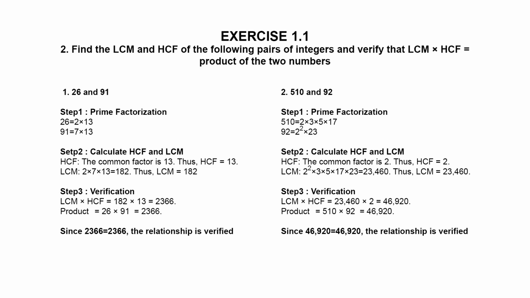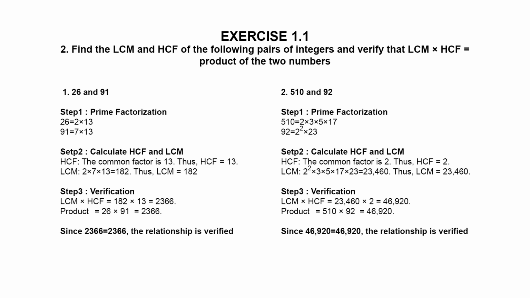Step 3. Verification. LCM into HCF is equal to 182 into 13 is equal to 2366. Product is equal to 26 into 91 is equal to 2366. Since 2366 is equal to 2366, the relationship is verified.